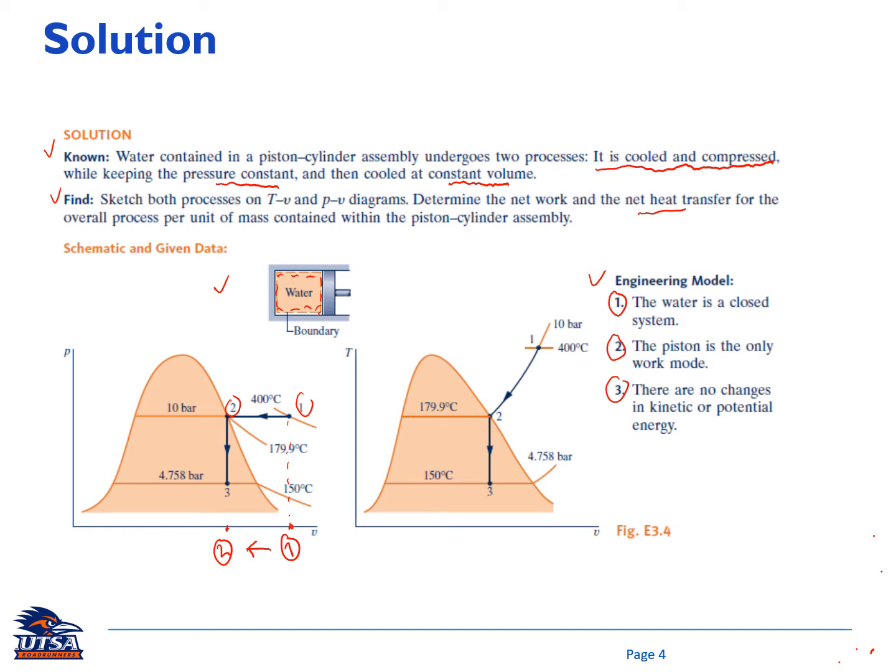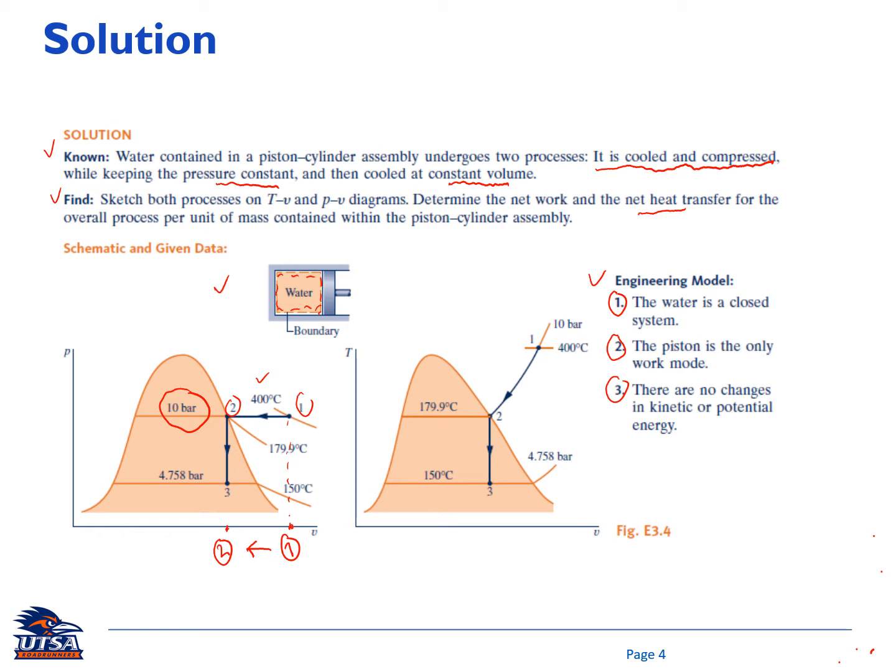If you're not sure, like what we saw in the previous problem, check it on either table A2 or table A3. So if you use table A2, then go to the given temperature at state 1 and check what the saturated pressure is at that temperature. So go to table A2 at temperature 400 degrees C and check the saturated pressure, and for sure it will be lower than 10 bar.